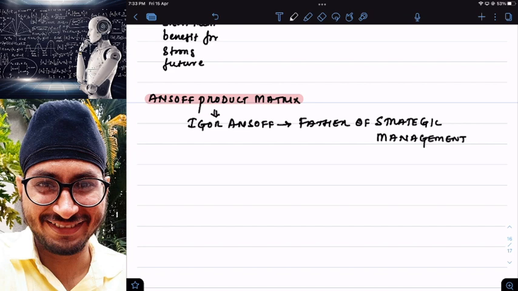Here I repeat, Ansoff product matrix. This technique to analyze my portfolio was given by whom, sir? Was given by a person called Igor Ansoff, and Igor Ansoff is considered as father of strategic management. Clear? Now let us see what exactly is this strategy all about.